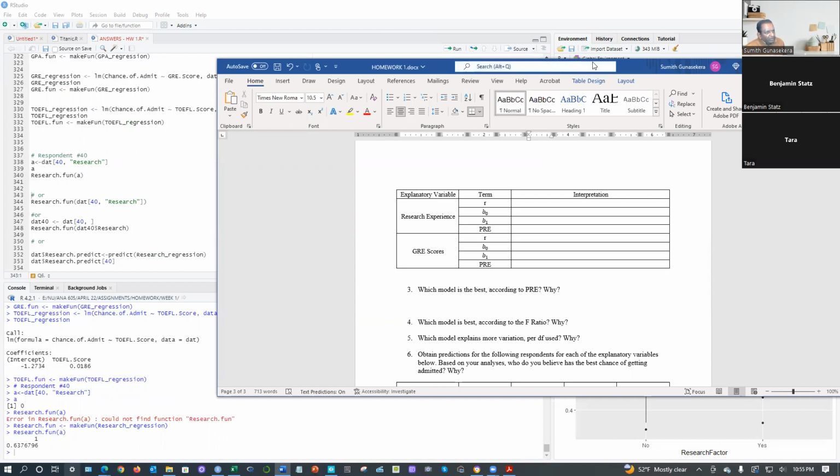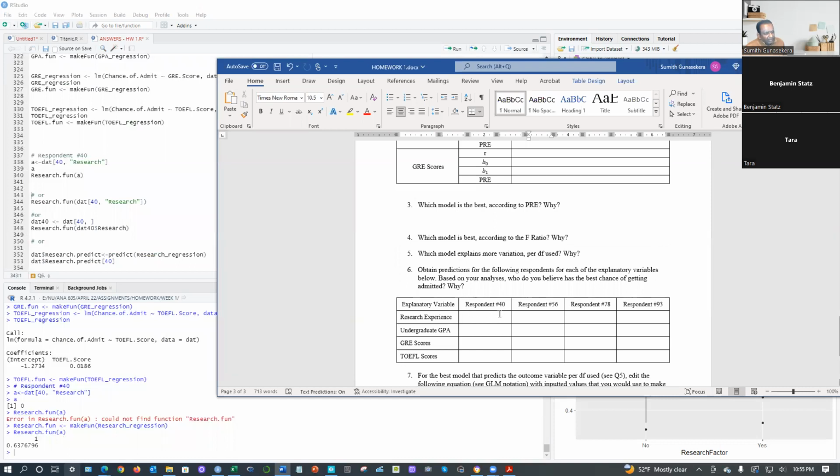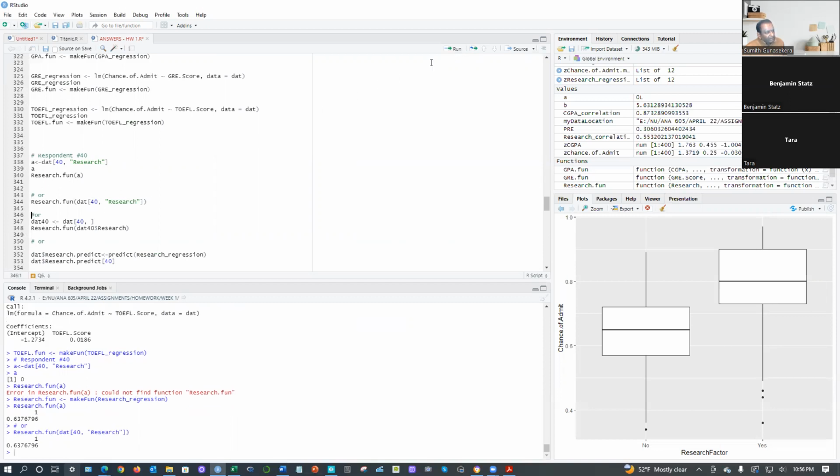Or see, I'm still here. I'm trying to find the research. What is the chance of this person getting admitted to the college? Here, then I can check this one, this one, this one. So I can get this done either by going to that person's research experience, whether yes or no, I pick it up. Or you straight go and put it here like that. See? Same answer.